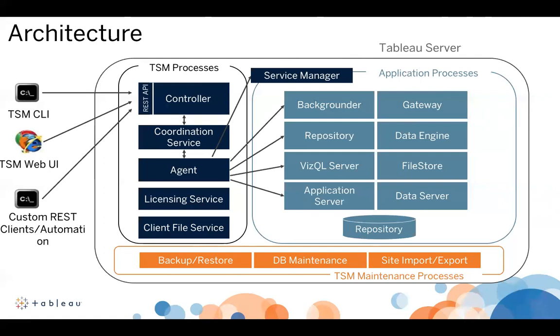Next is the licensing service, which provides licensing capabilities and helps ensure that your instance or cluster is properly licensed. Client file services is used to distribute files across your cluster. This can include customization files such as custom logos, or if you have special keytab files, if you're using certain types of authentication like SAML or Kerberos.